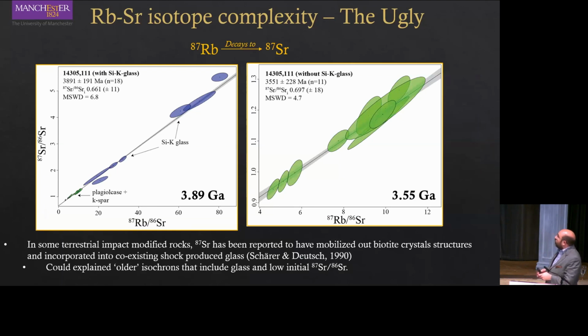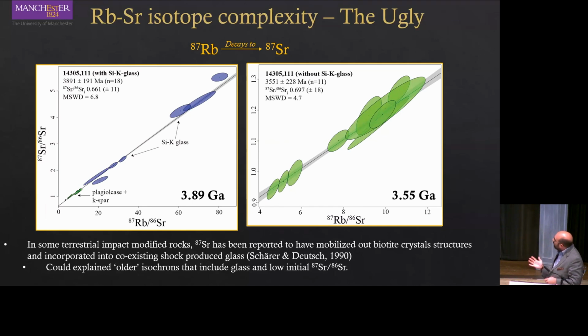Just to remind folk who are not too familiar with the rubidium-strontium system, what we're talking about is rubidium-87 decaying into strontium-87. So this is radiogenic strontium. On the left-hand side is an isochron that includes glass, and that gives an age of about 3.89. On the right, we have an isochron that doesn't include glass, that just has potassium feldspar and plagioclase plotted, and we get a younger age. So this is odd. How do we explain this? I'm not quite sure what this means.